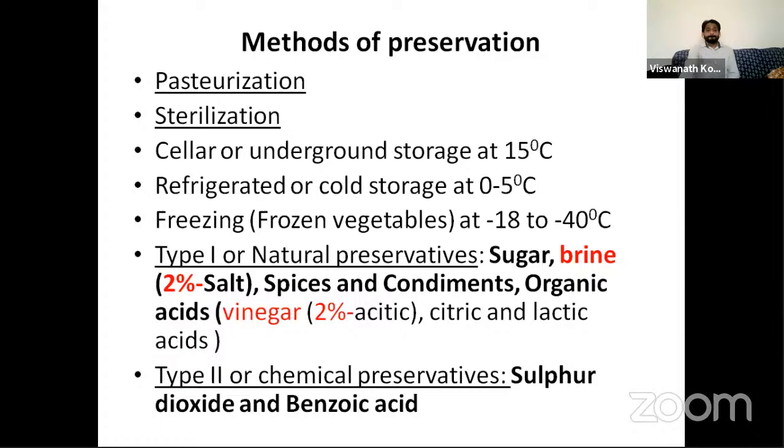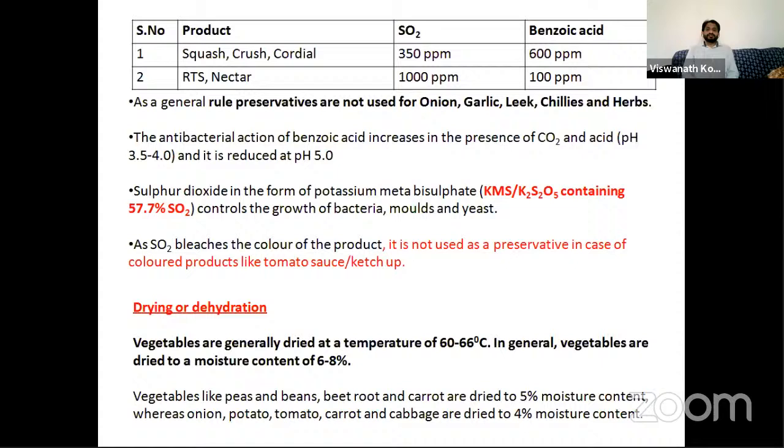For different products, I have given here the concentration of sulfur dioxide and benzoic acid. As a general rule, preservatives are not used for onion, garlic, leek, chili, and herbs, because they already have certain chemical compounds in them that prevent microbial deterioration. Sometimes if we use these chemicals, they change the flavor and other properties of the crops. Using sulfur dioxide and benzoic acid may change the flavor and taste of onion, garlic, and leek. So that's why we do not use them for these crops.